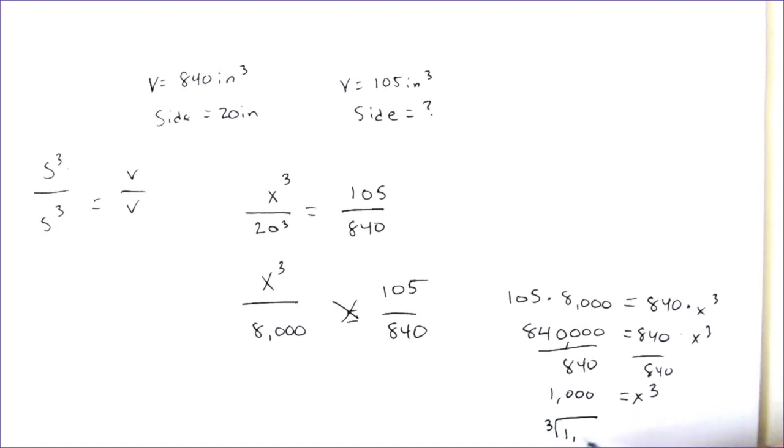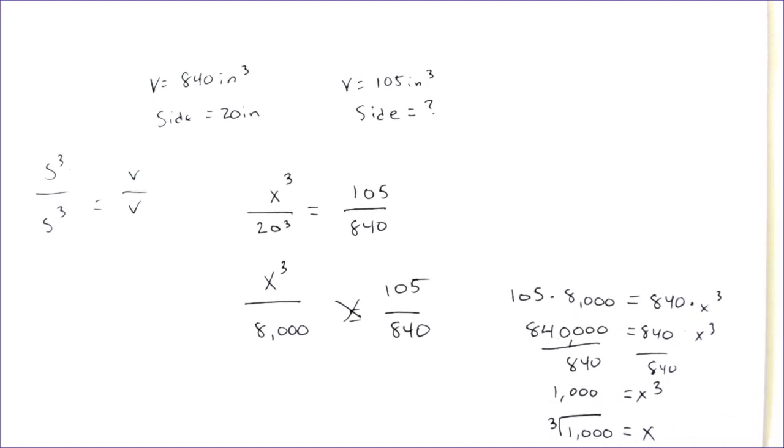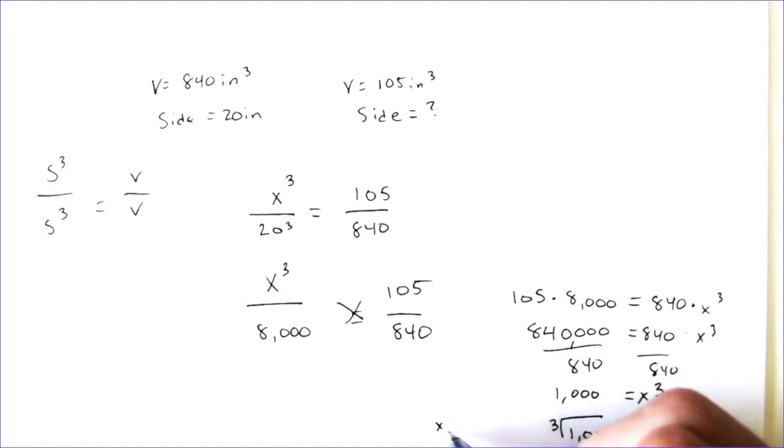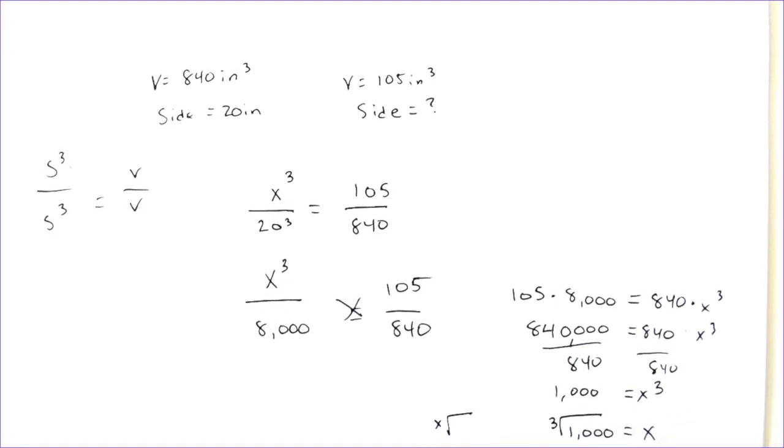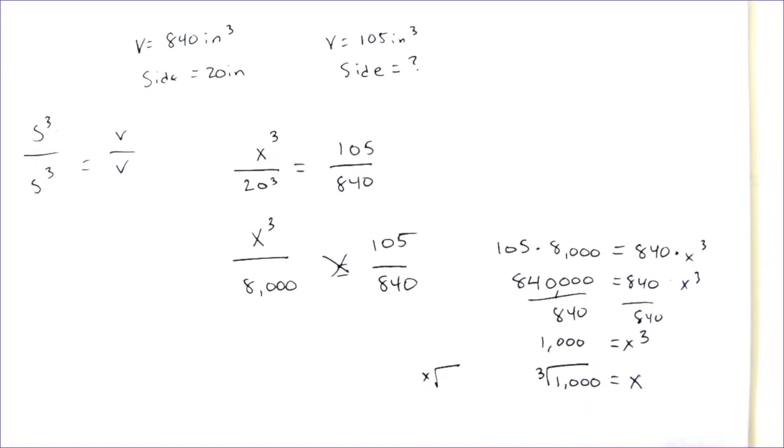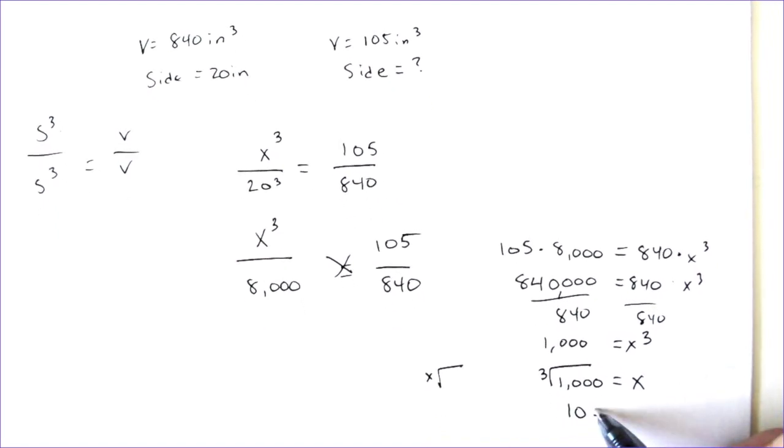And in most calculators, there is a special button that already has a cube root. If your calculator does not have that, then there is probably going to be a button with an x and a square root there, and you would have to hit the 3 first. Most calculators already have the button with the 3 there. And if you cube root 1,000, you should get 10.